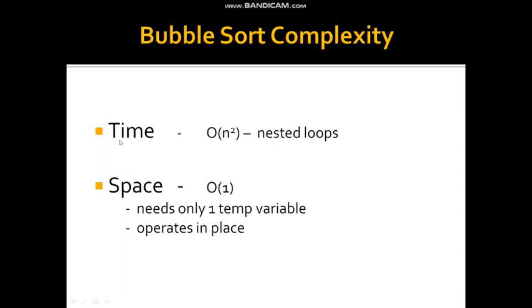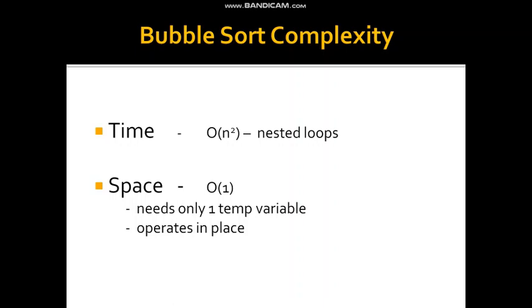The time complexity will be big O of n square because of nested loops, and the space complexity will be big O of 1 because it needs only one temporary variable, or it operates in place. In place means it doesn't require any extra space for sorting purposes. Okay, so this was about bubble sort.